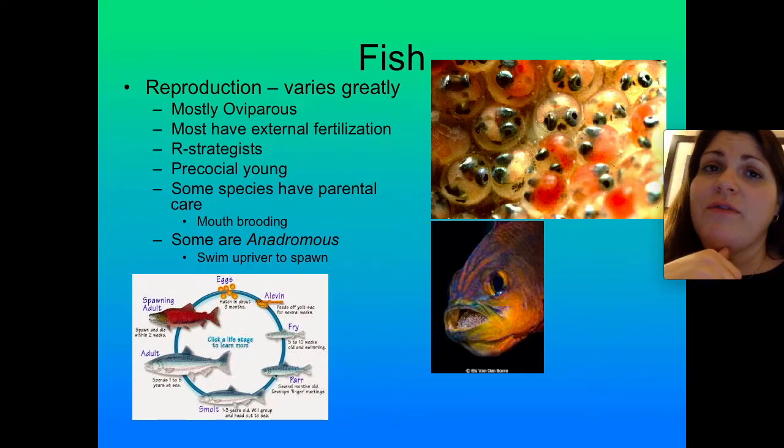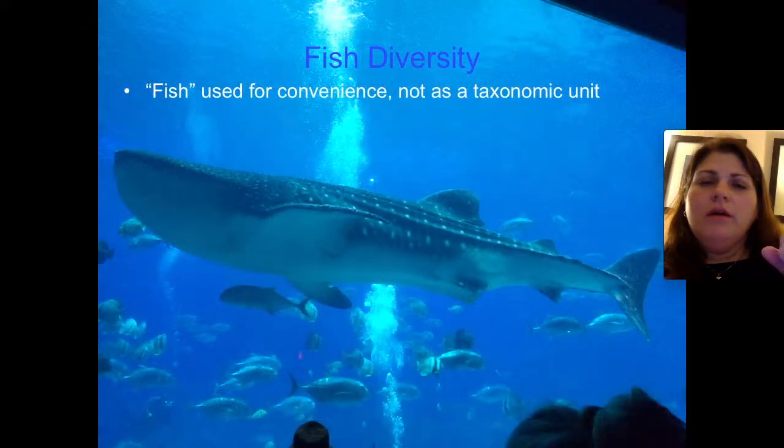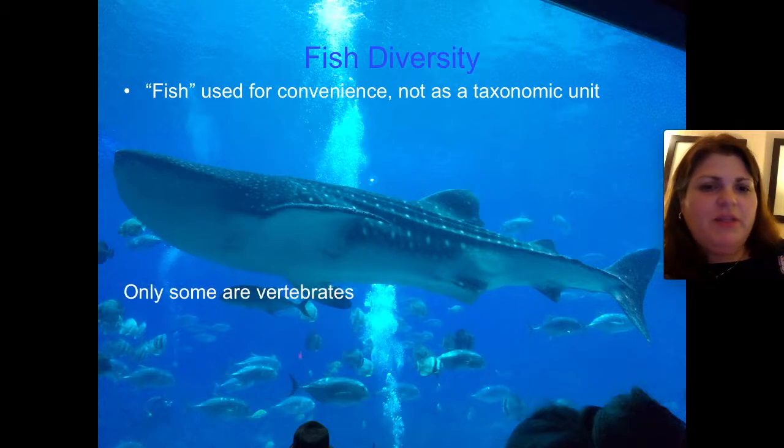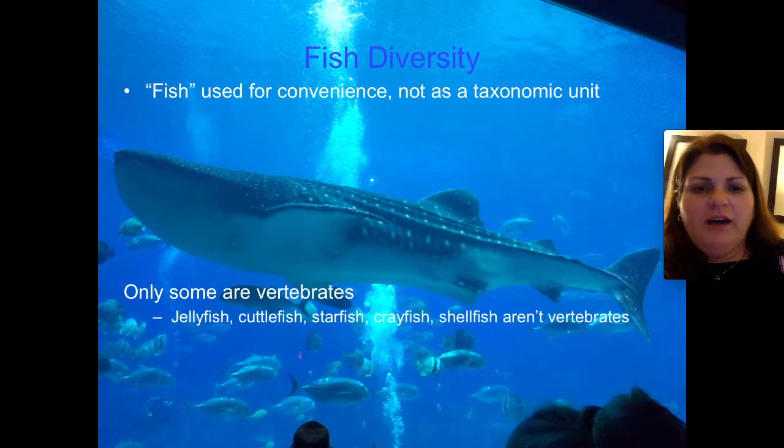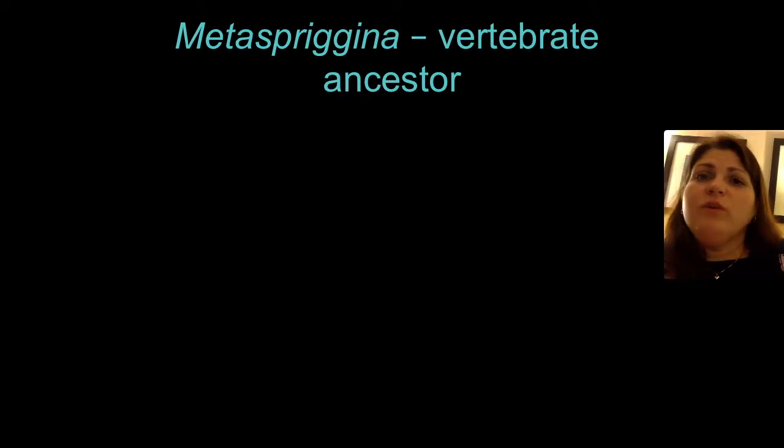Let's quickly review fish reproduction. So the term fish, as we talked about with starfish, crayfish, etc., is a convenience term. It's not a taxonomic unit, so it's not a phylum, it's not a class, it's not a subphylum, it's just a group of vertebrates in this case. And remember that a lot of those ones that I mentioned, crayfish, starfish, shellfish, all of those aren't actually fish, at least the way we're talking about. So which ones are fish?